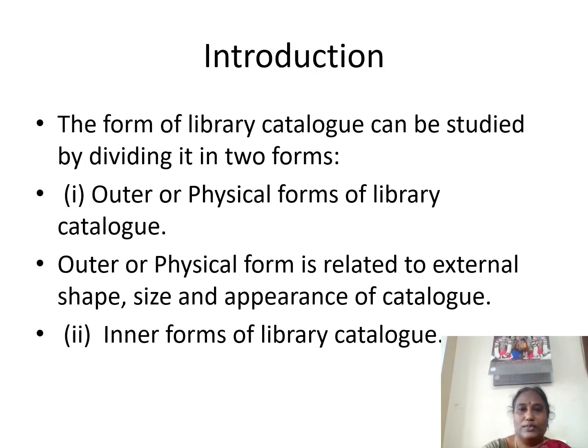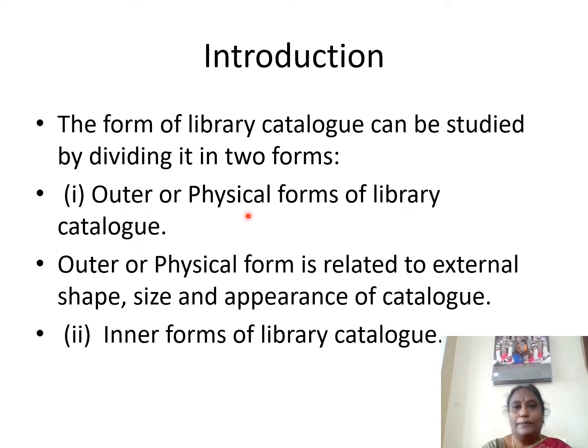Today the forms of library catalog can be studied by dividing them into two forms. So basically there are two forms of library catalog. What is the first form? The first form is the outer or physical form of library catalog.